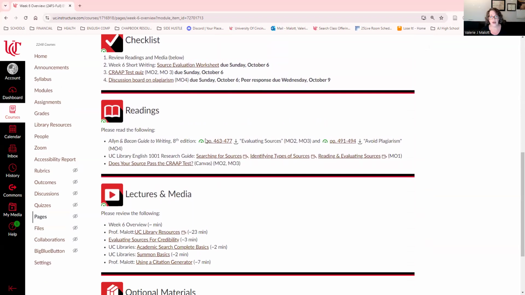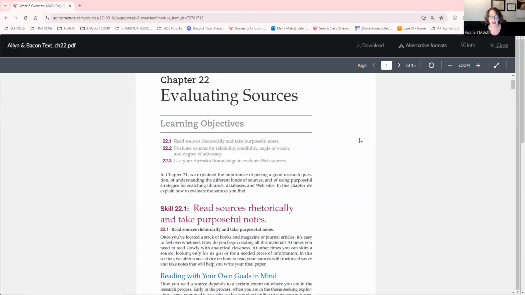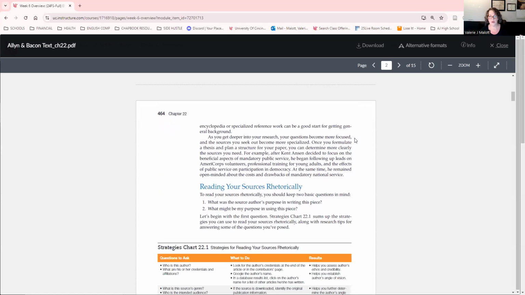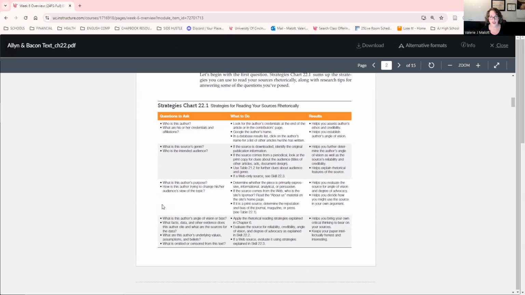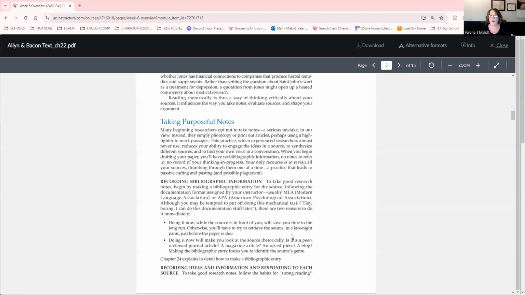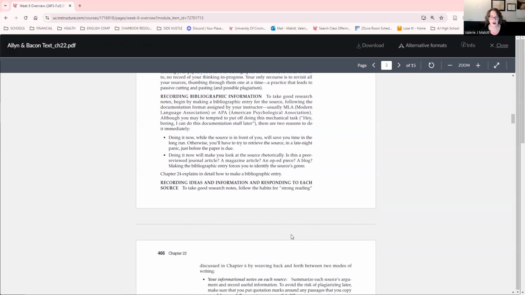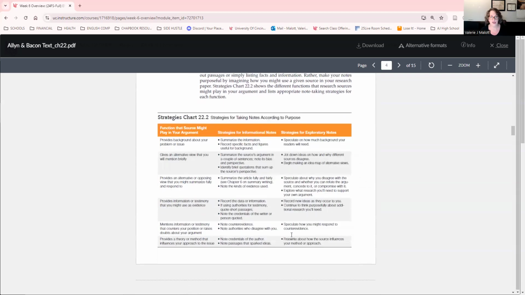So in Allen and Bacon, the first reading is on evaluating sources. I will open that up for you. And essentially, it just goes through the various types of sources there are, reading your sources rhetorically, what kind of questions you can ask yourself to help read rhetorically or think critically about your sources. Taking purposeful notes is also another helpful strategy. Remember, when you're taking notes, to write down the information, where it's coming from, what each source is about, explanatory notes, so on and so forth.